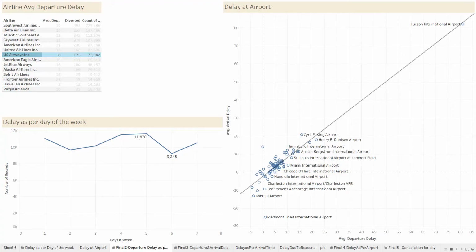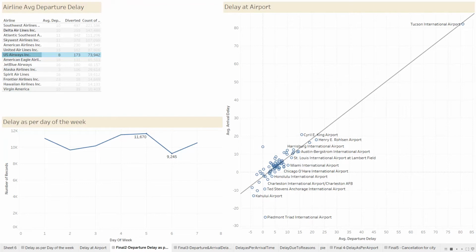Hey guys, this is Anil. This dashboard displays the departure delay as per the week. On the left side we have airline average departure delay, and at the bottom left you can see delay as per day of the week, whereas on the right side is delay at the airport. On the left side we have all the airlines that we have data of, and on the right side it is the airports.